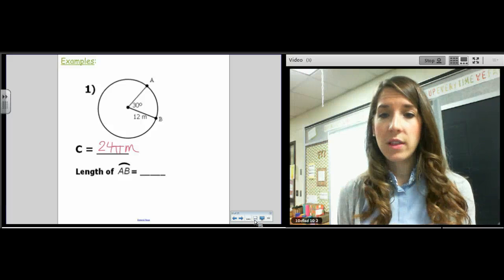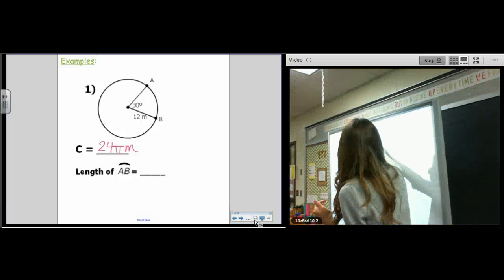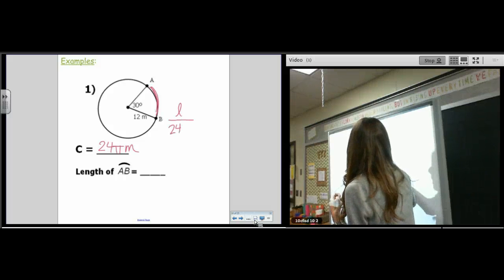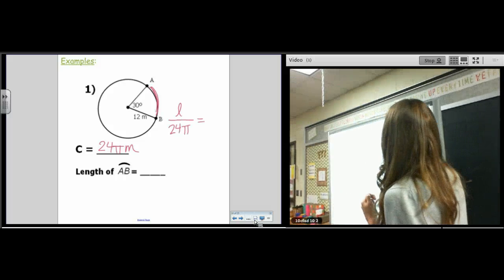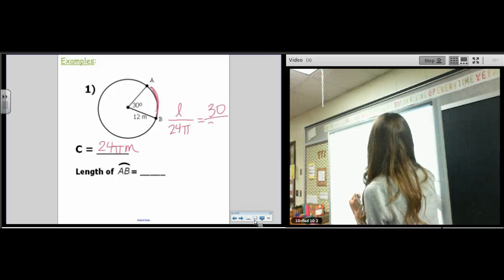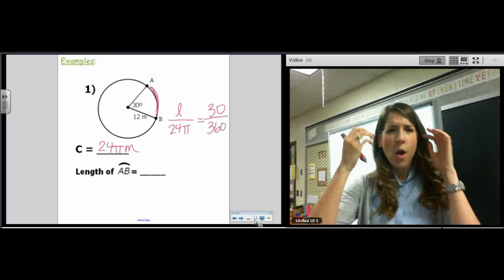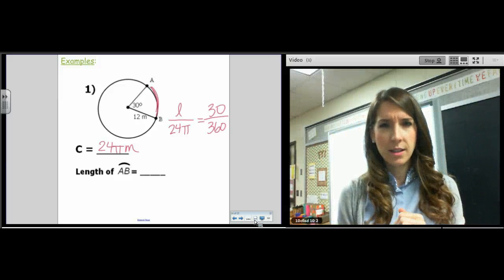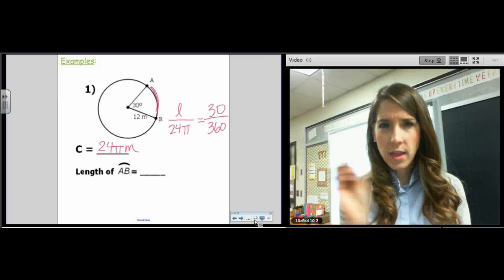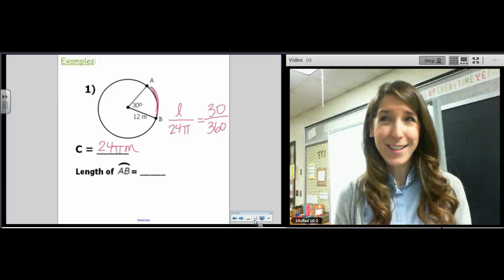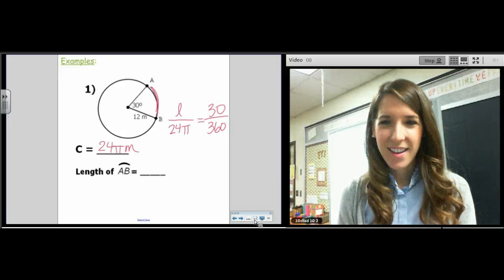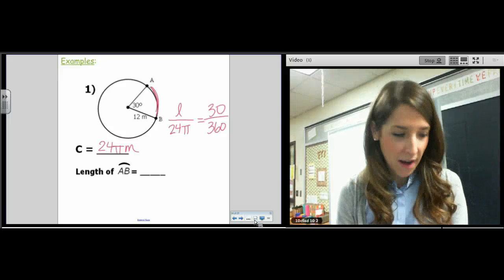So now the length of AB, we don't know it yet, but we're going to compare the length to all the way around as 30 is to all the way around. So it's kind of like part is to total as part is to total. Does that make sense? So you put your totals on the bottom and you put your parts on the top. Okay. 24 pi times 30 divided by 360.